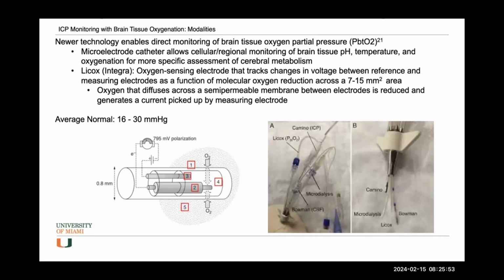So the Licox, which is made by Integra, one of the catheters, not the only one, is an oxygen sensing electrode that actually tracks the changes in voltage between a reference and a measuring electrode as a function of molecular oxygen reduction across about a 7 by 15 square millimeter area of brain tissue. As oxygen diffuses across a semi-permeable membrane within the actual monitor itself, that oxygen gets reduced and a current is generated that a measuring electrode picks up. The average normal value is usually anywhere between 16 and 30 with a median of about 20 to 23. And it can be placed through a triple lumen catheter alongside an ICP monitor as well.